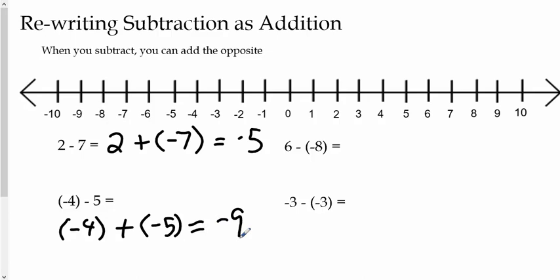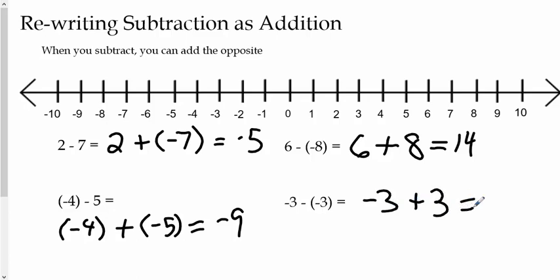Now here's where it's really helpful, and I often like to do this if I see that I'm subtracting a negative. 6 minus a negative 8 is the same thing as 6, and I'm going to add the opposite, so change the subtraction to addition. And what's the opposite of negative 8? It's positive 8. 6 plus 8 is 14. Oftentimes it's easier to think about subtracting a negative as just adding that positive number. And then finally, negative 3 minus negative 3, that would be negative 3 plus a positive 3, which is 0.